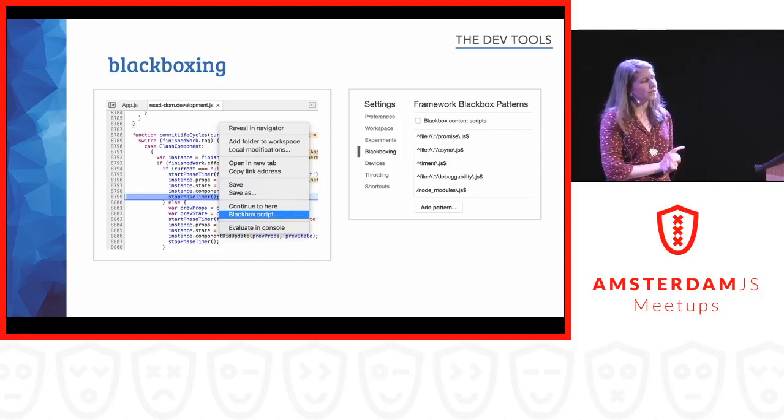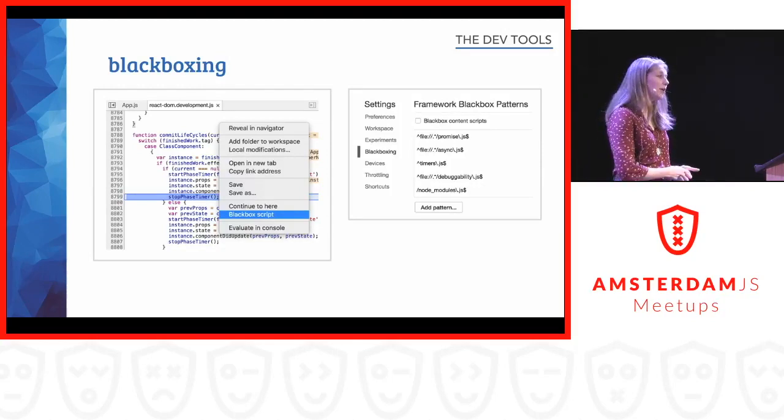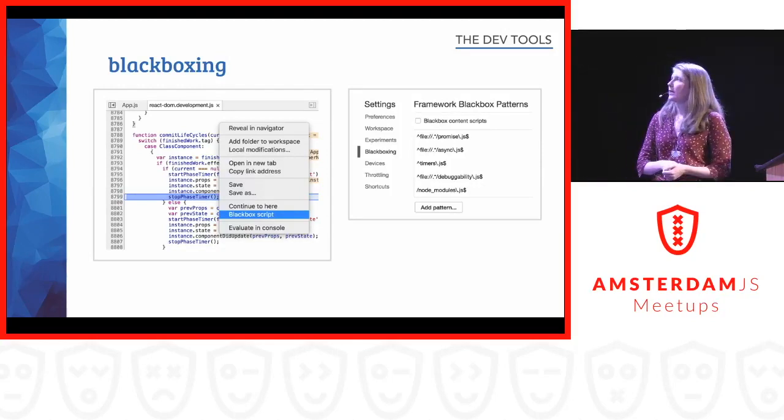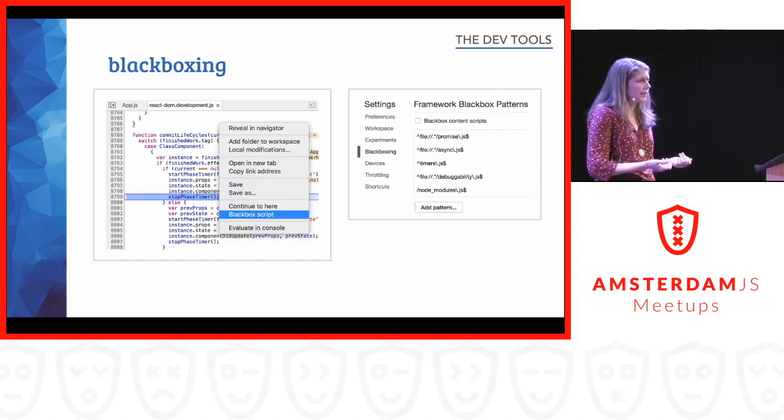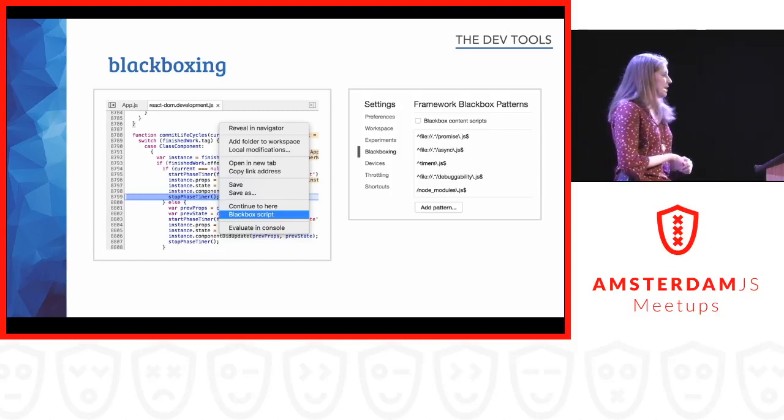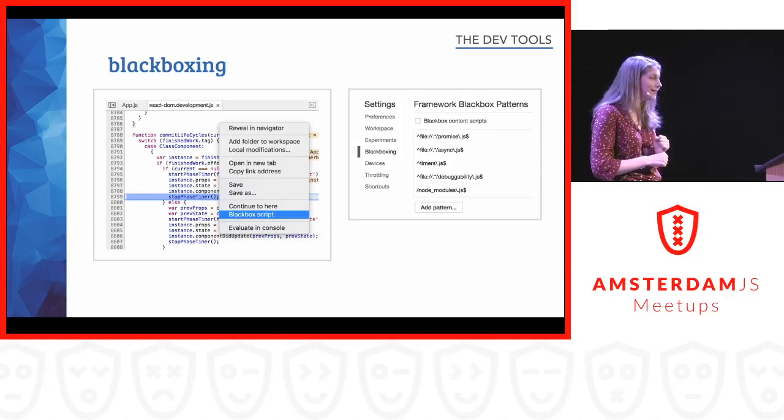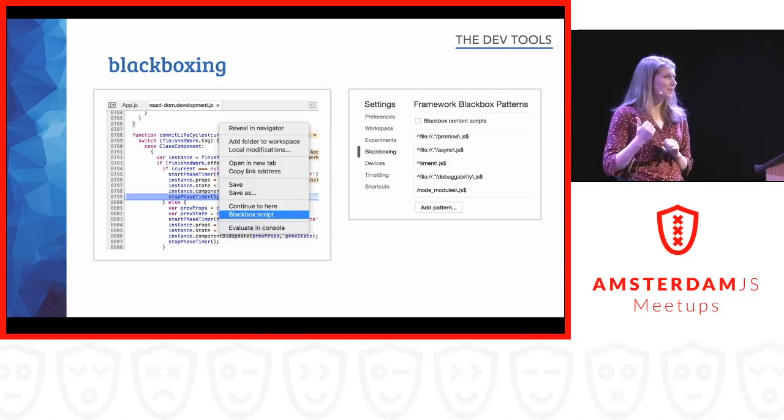So one tool that's almost essential when using the debugger is blackboxing. This lets us prevent the debugger from stepping into certain scripts when we are debugging code. Here I was debugging a React lifecycle function, like a component to mount or something, and I stepped through into the React DOM library. Well, I can be pretty confident that my bug's not in here, so I blackboxed the script.